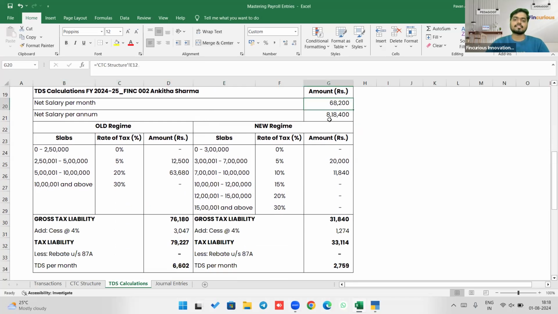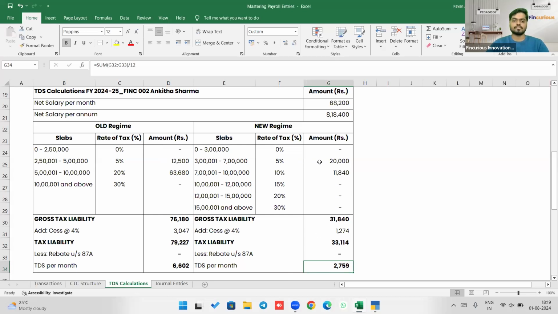Why? Her monthly salary is 68,200 and the annual salary would be 8,18,000, which is more than the basic 7 lakhs. Under 7 lakhs, only then will this rebate come. Otherwise, TDS per month has to be calculated. How this TDS per month is calculated, you can see under the new scheme. Even here we have calculated under the old scheme also, but under the old scheme the tax per month is higher. So that is why it is beneficial for Ankita to opt for the new scheme so that she can pay less tax to the government.